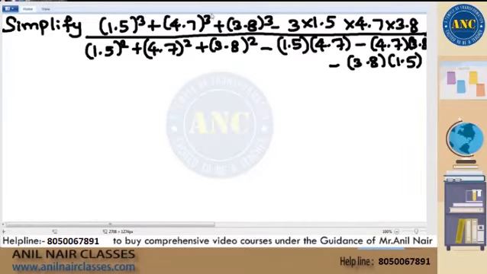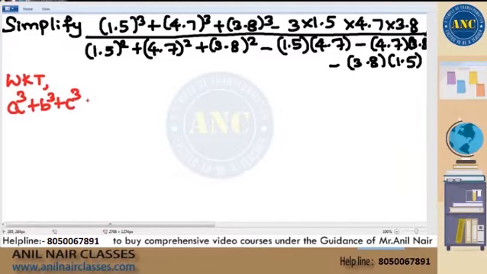Now if you look at this question, you will feel that it's a very difficult question because it involves a lot of simplification of cubing a particular decimal value, squaring that decimal value, multiplying decimal values. Too much of a time consuming process. But there is a beautiful notation in our algebra which you need to know.